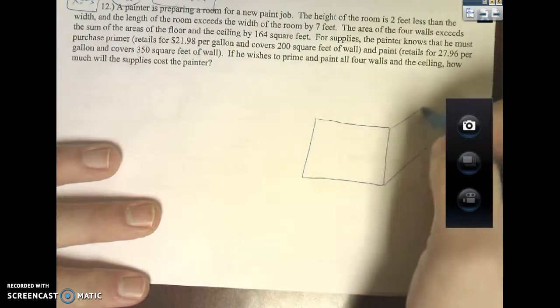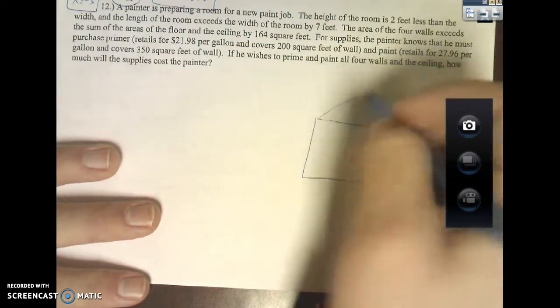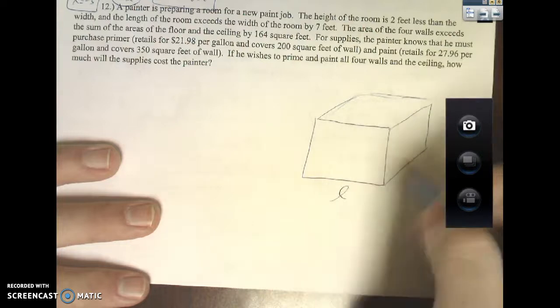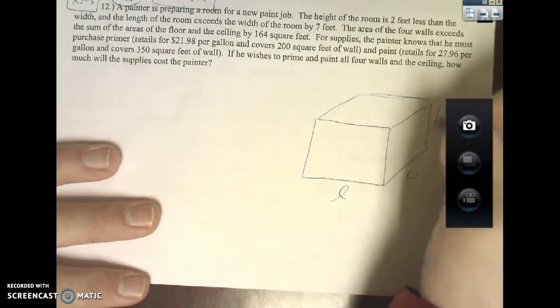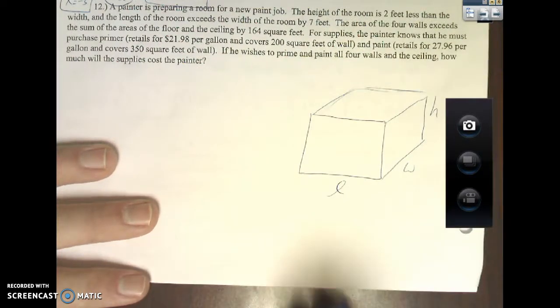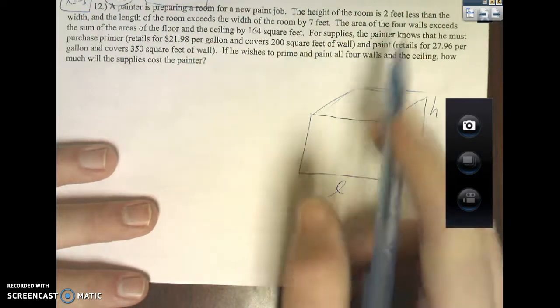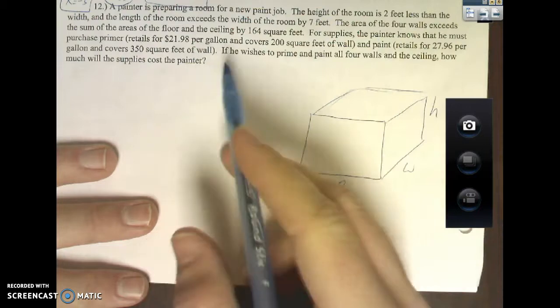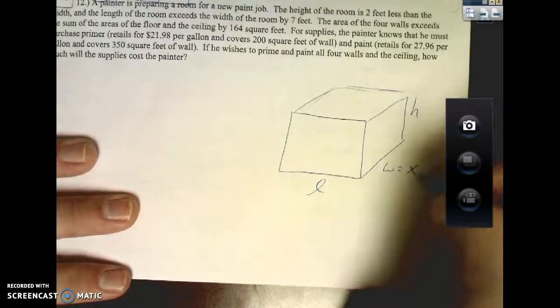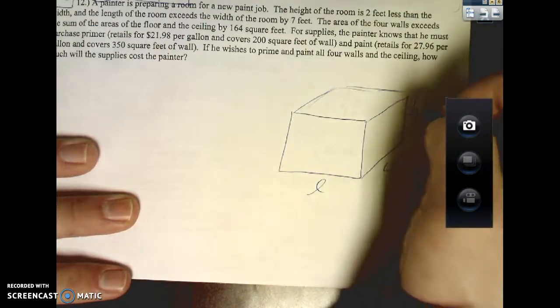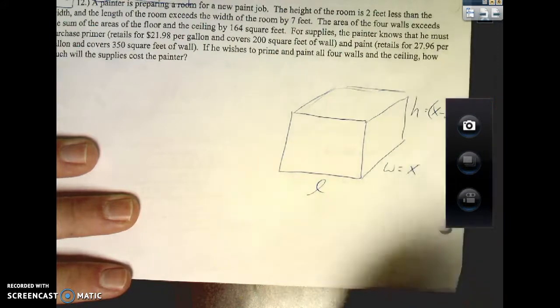If you draw a picture, this is not a bad problem, but nobody likes to draw pictures. Here's your length, here's your width, here's your height. Simple enough. Look around the room right now, you can see this. The height of the room is 2 feet less than the width. I'm going to call the width x. The height is 2 feet less, x minus 2.